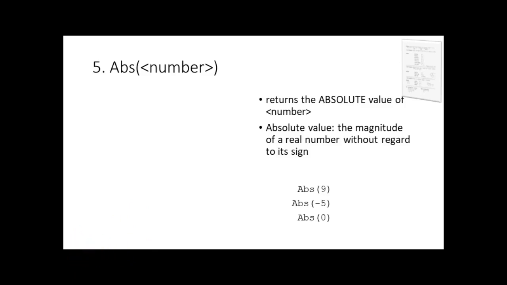So what exactly is absolute? It's merely the numeric value without the sign. So for example, ABS of 9 is 9. The absolute value of -5 is 5, because we ditched the negative sign. The absolute value of 0 is 0.